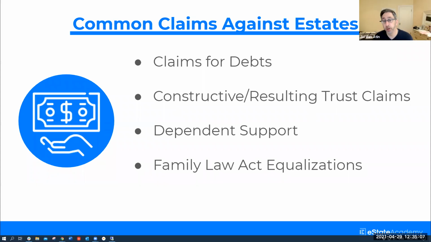Dependent support, and we're going to talk a little bit more about dependent support, just what to do if you're acting on an estate rather than when you're bringing a dependent support claim, which is a different kind of discussion for another day. And Family Law Act equalizations. Do you want to just briefly touch on that, Ian?